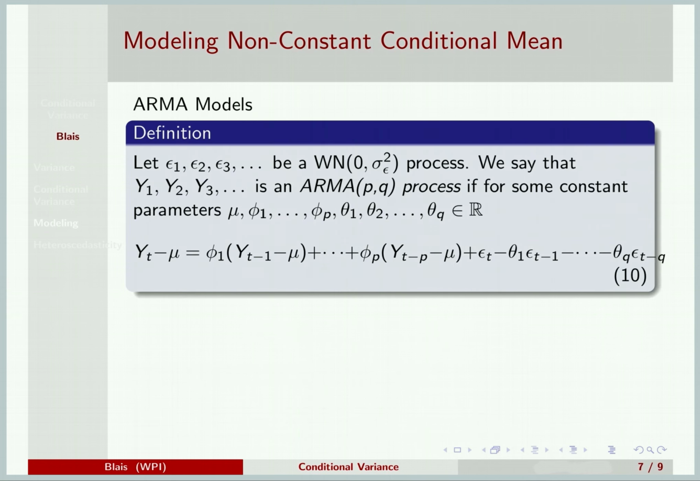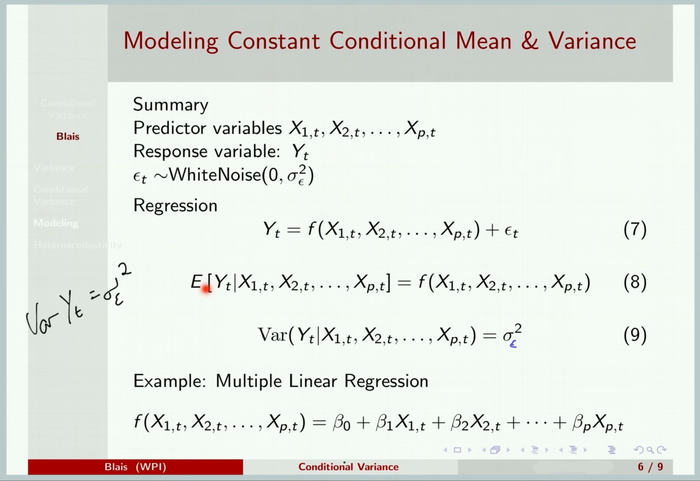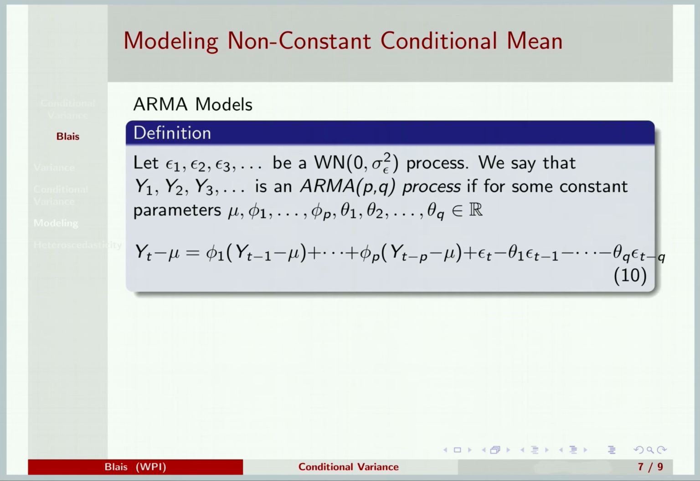Now, we should also mention that we are modeling a constant mean in the sense that our conditional mean of yt is just coming from the predictor function itself. We can get models where you have a non-constant conditional mean. One model that we use for that, which we've seen in a previous lecture, is called ARMA models, or autoregressive moving average models.